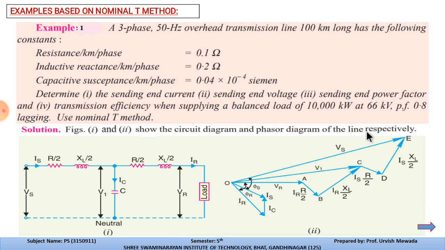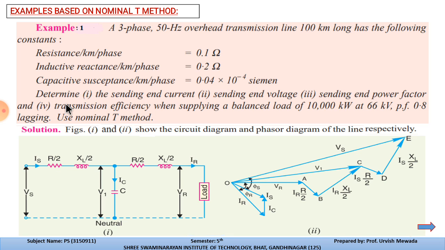So here you can see a three-phase 50 hertz overhead transmission line, say 100 kilometer long. It is above 50 kilometers, so it is a medium transmission line, and has the following constants. The resistance per kilometer per phase is 0.1 ohm, the inductive reactance per kilometer per phase is 0.2 ohm, and the capacitive susceptance is 0.04 into 10 raised to minus 4 siemens.